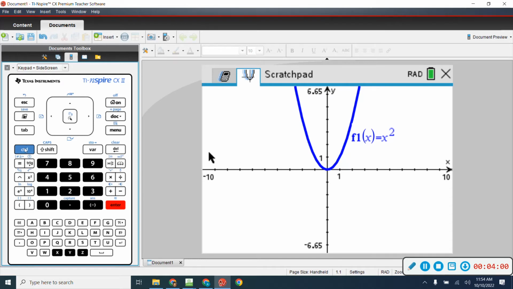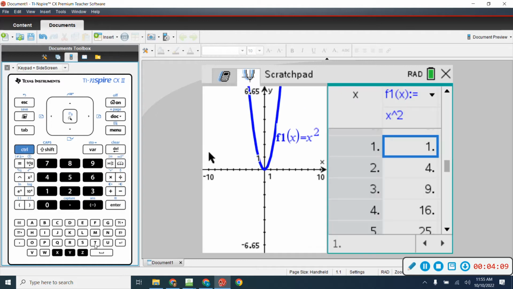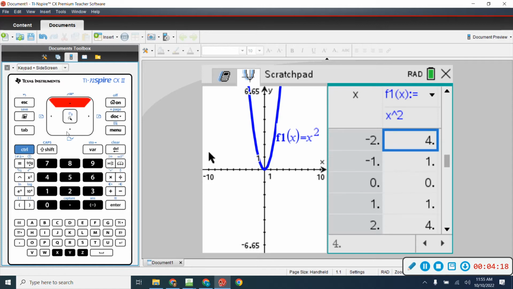Okay, so to get my table in the calculator, you can do Control T. Now you do not have to hold the control button. It's not like a computer. Just press Control and then hit the T for table, and that should split screen with the graph on the left and your table on the right. Okay, so we're going to scroll. You can see your points right there.